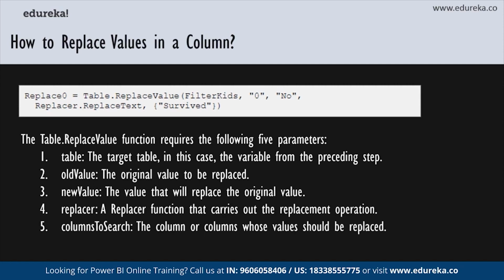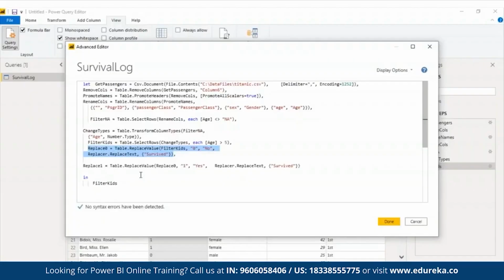Now, most of the parameters should be self-explanatory except perhaps the replacer parameter. For this, you can choose from several functions that work in conjunction with the replace value function to update the values. In this case, the replace text function is used because text values are being replaced. So first, we are going to replace the 0 values with no. And after you replace the 0 values, you can replace the 1 values with yes using the same construction.